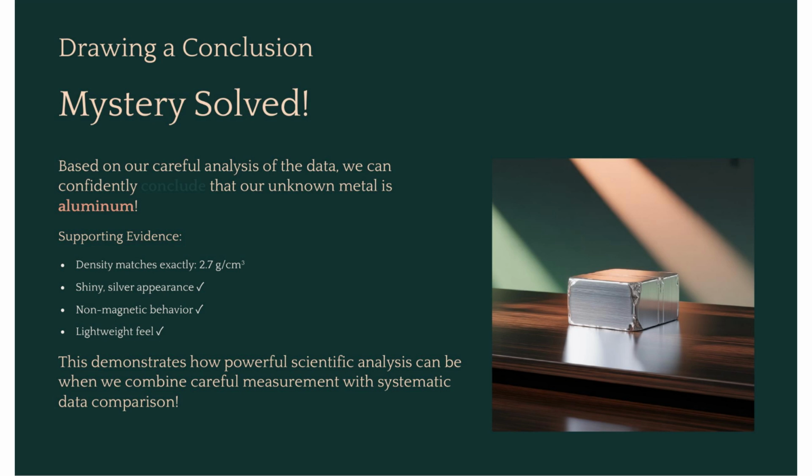Our mystery metal has the same density as aluminum, so it's very likely that our metal is indeed aluminum. This shows us how a single property, like density, can be a powerful tool for identifying a substance. This is what scientists do every day.